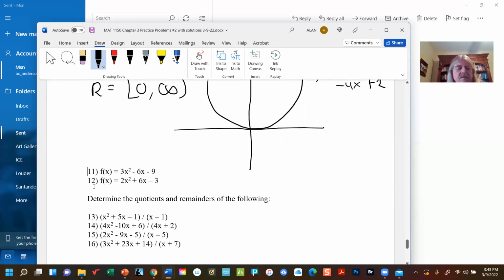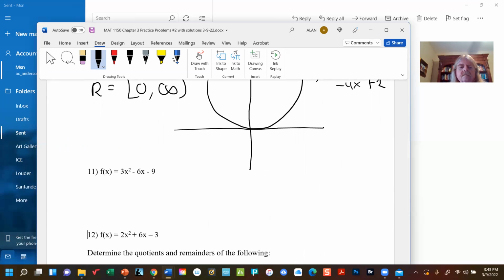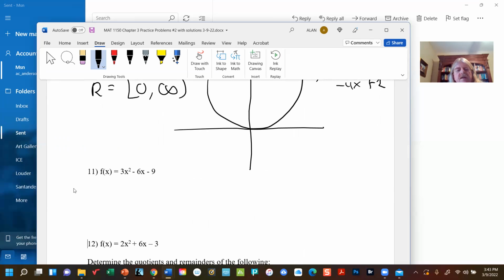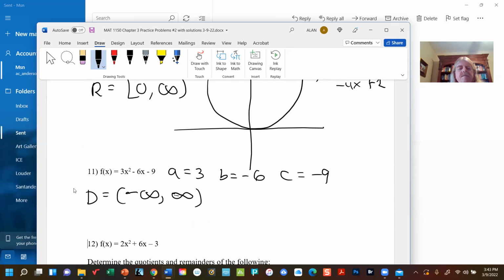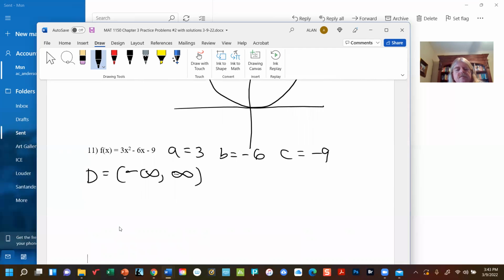Now, what's next? So here we have a is 3, b is -6, c is -9. So again, the domain, very simply, is negative to positive infinity. The range, on the other hand, of course, because a is positive, is this. All right, great.